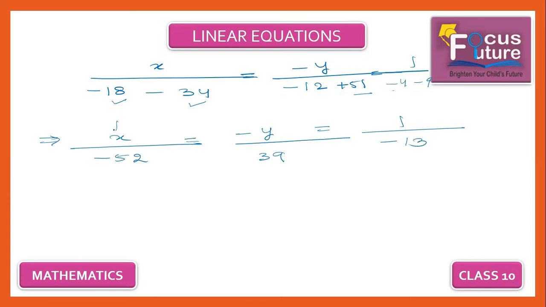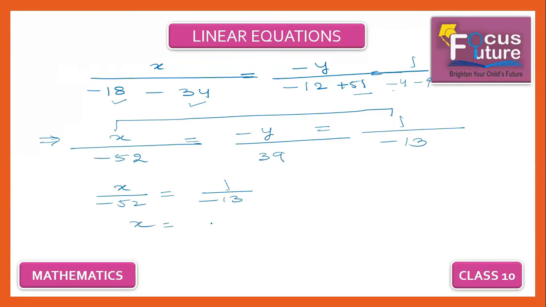Now you would compare x with the constant and y with the constant. So x divided by minus 52 is equal to 1 upon minus 13. So x is equal to minus 52 upon minus 13. Minus minus would cancel out and 13 fours are 52. So your x is 4.